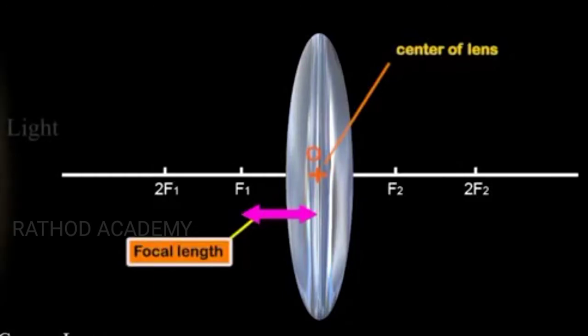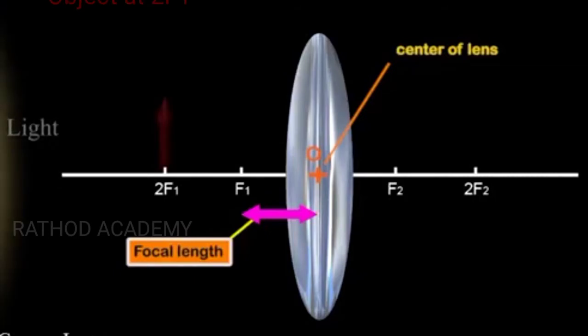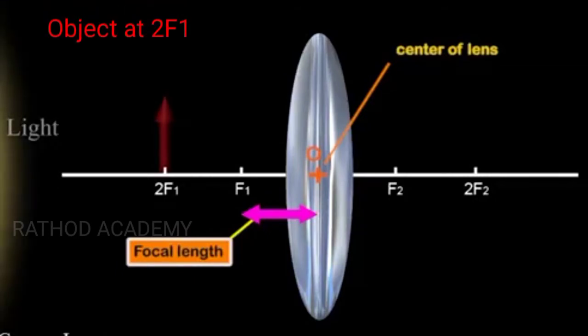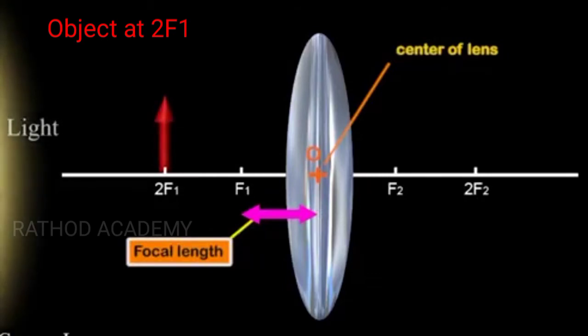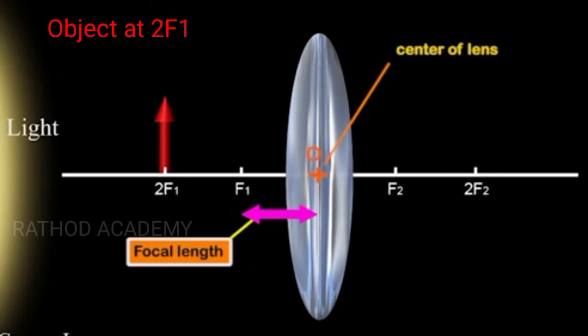The center line which is perpendicular and passing through the center of this lens we call the optical center, and the distance between f1 as well as f2 from the optical center is taken as the focal length. Let us now put the object at 2f1 at first to observe the image formations.